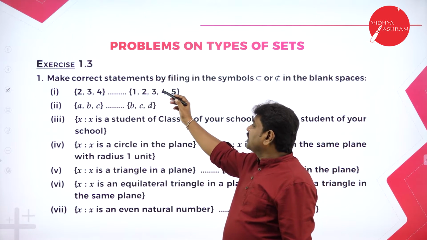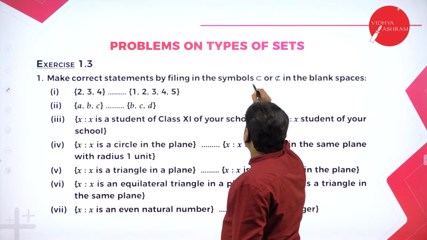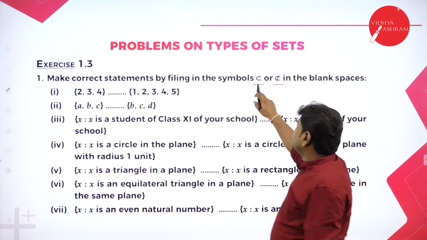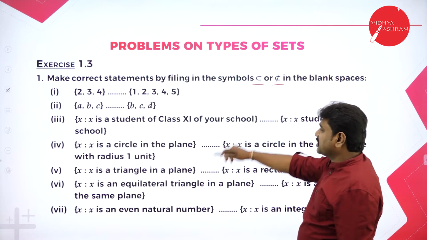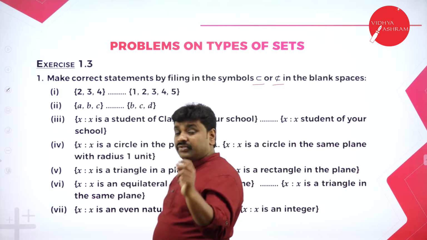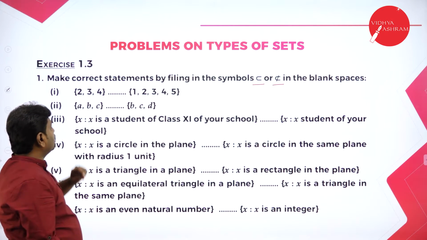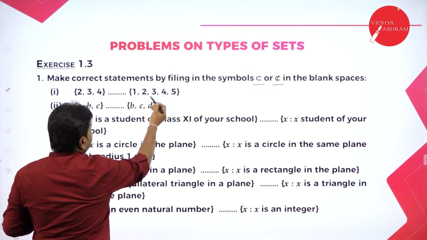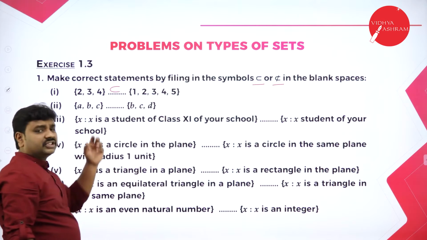First one: make the correct statements by filling in the symbols. What is this? E is a subset of. How to read this? Fill the blank spaces with subset of or not subset of. Now I need to fill whether it is a subset or not. Now this is {2, 3, 4}. Here also you have 2, 3, 4, you can see. So {2, 3, 4} is a part of this set. So the first set is a subset of the second set.